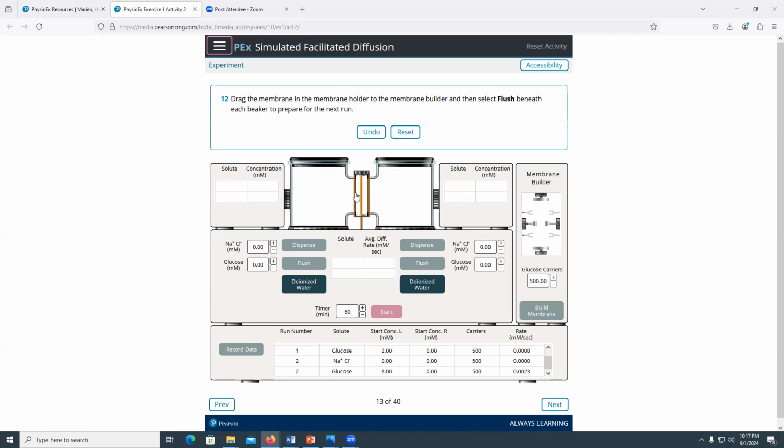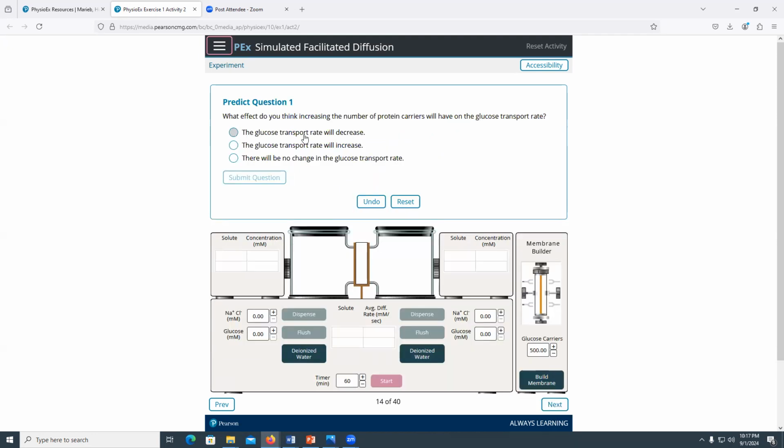Then drag the membrane to the membrane holder. Then we're going to press flush. What effect do you think increasing the number of protein carriers will have on glucose transport? If I increase the number of protein carriers, so I have 500, if I go up to 600, 700, 800, I expect that the glucose transport rate will increase.